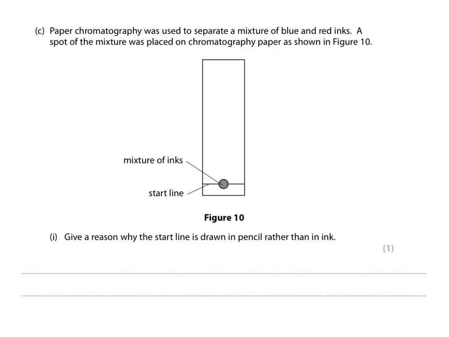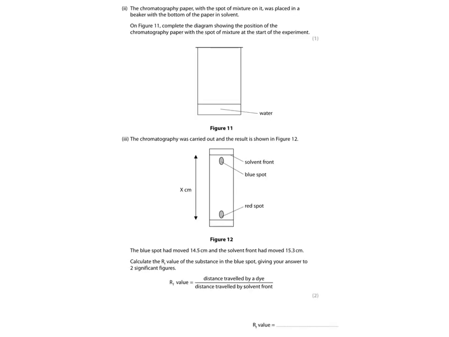So the way chromatography works is you have a solvent which rises up the chromatography paper, and it takes with it the mixture of inks, and blue and red inks are different chemicals, and they'll rise at different amounts. So the blue one might get up to here, and the red one might get up to here. Now the pencil line just stays where it is, but if the pencil line was an ink line, then it would also move. The chromatography paper with the spot of mixture on it was placed in a beaker with the bottom of the paper in the solvent.